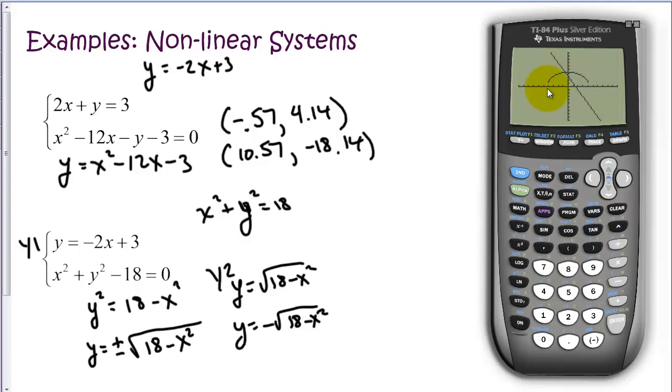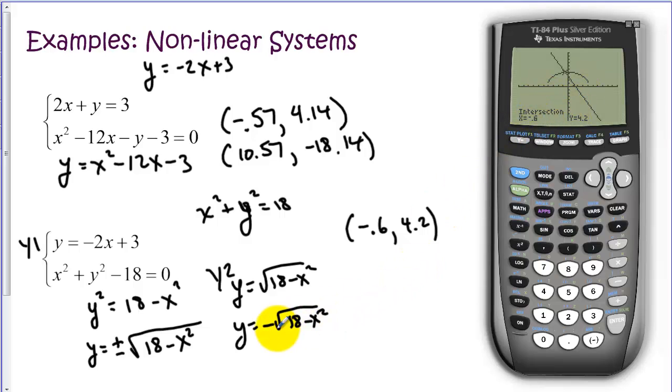Our other half will be down here. Now it doesn't look like a circle because the x and y axis scales aren't the same. So it doesn't quite look like a circle, but that would be a circle. So we're seeing the top half of the circle. And on the top half of the circle we have one intersection. So let's find that intersection. So second calc 5, move it close to the intersection, press enter 3 times. And we get our first solution at negative 0.6 and 4.2.